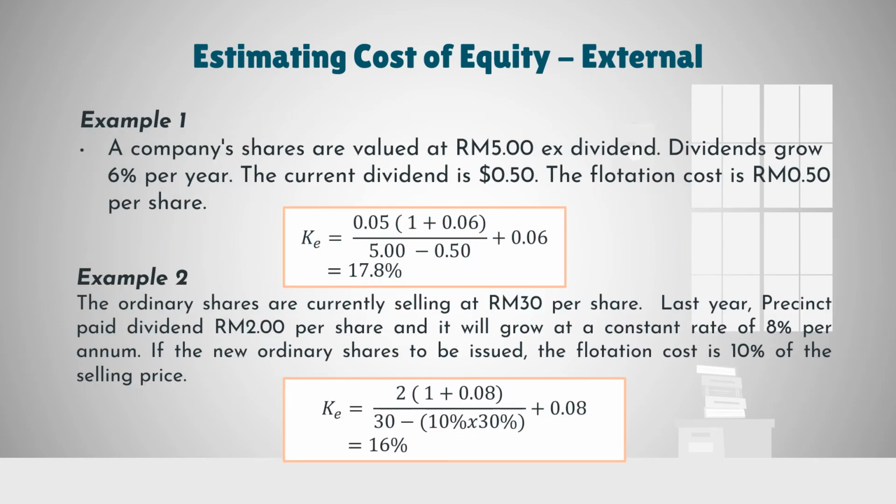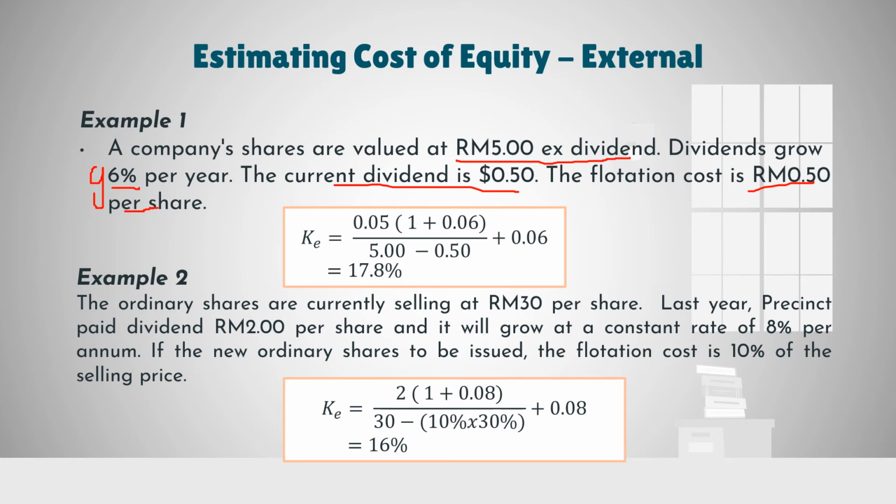Okay, so example, a company share are valued at 5 ringgit X dividend. Dividend grows 6%, so this one is G. The current dividend is 50 cents. The flotation cost is 50 cents per share. So, kita masukkan dalam formula. Formula dia adalah DO. Where is DO?